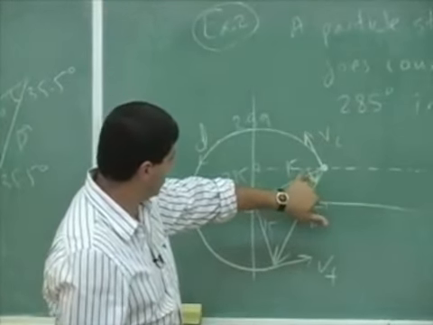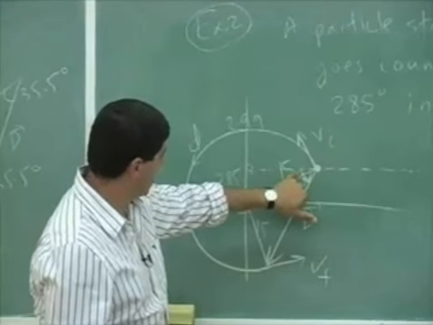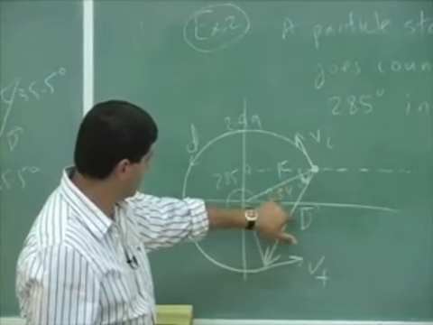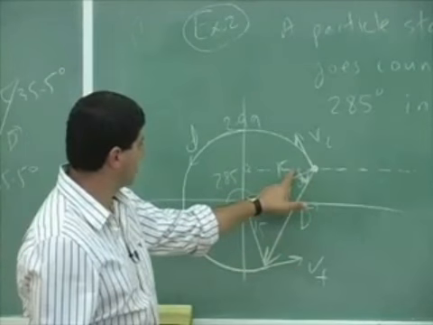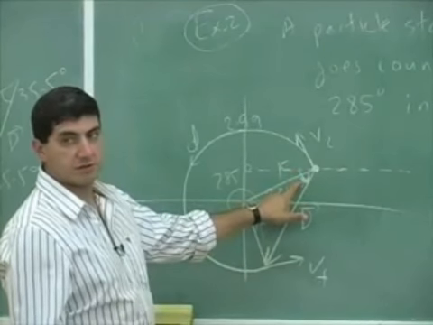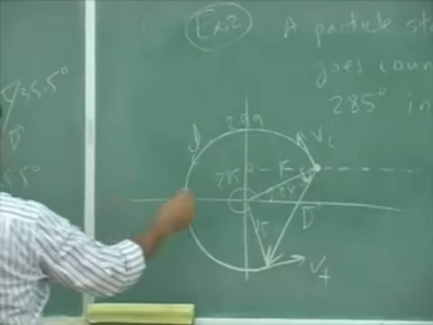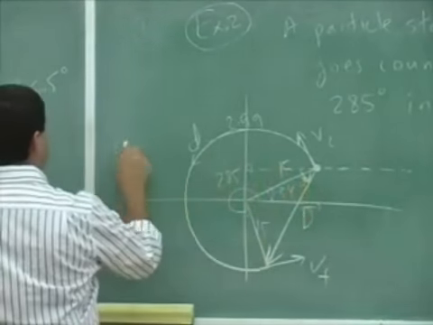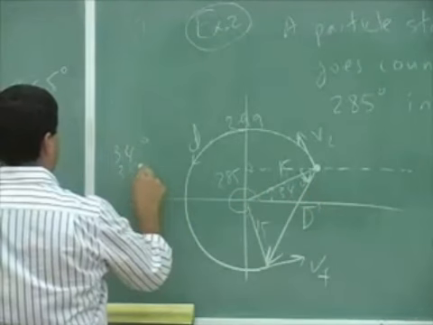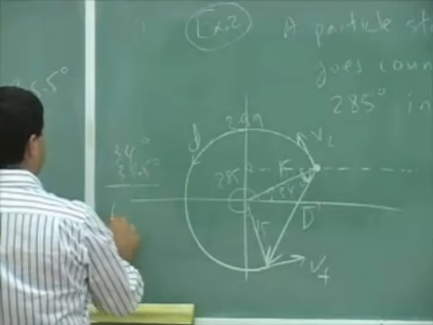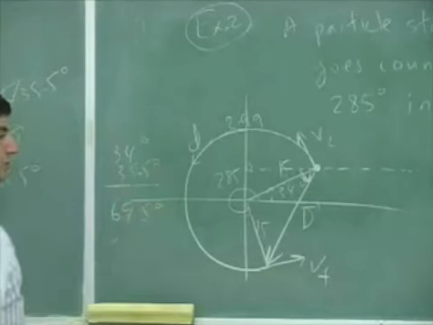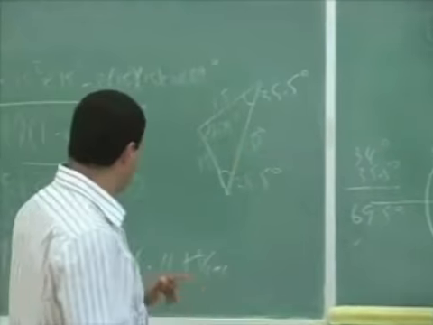Add that 35 and a half to this little angle. Well, if this is 34, this is also 34. 34 plus 35 and a half is 69 and a half.